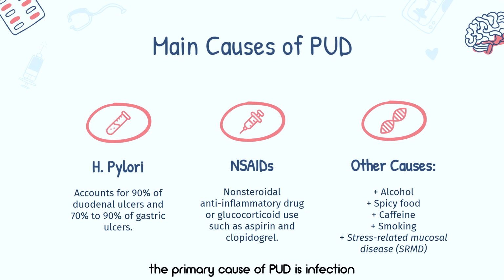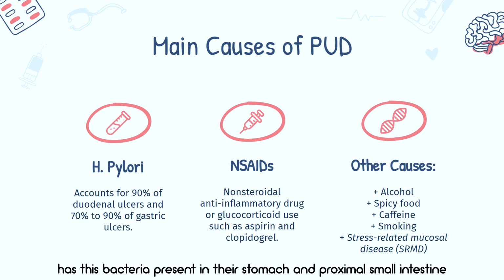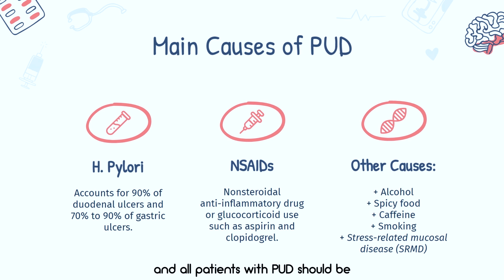There are a few main causes of PUD. The primary cause of PUD is infection by the gram-negative bacterium Helicobacter pylori. About 50% of the population has this bacteria present in their stomach and proximal small intestine, and all patients with PUD should be tested for the presence of H. pylori. In non-infected patients, peptic ulcer disease is a well-recognized complication of NSAID use. So NSAID is another cause of PUD.